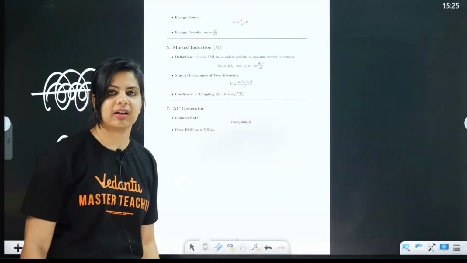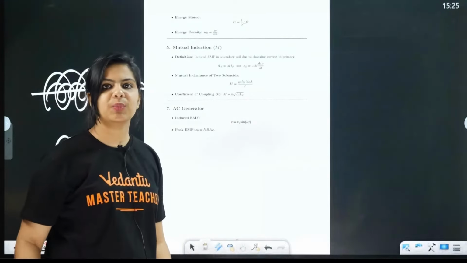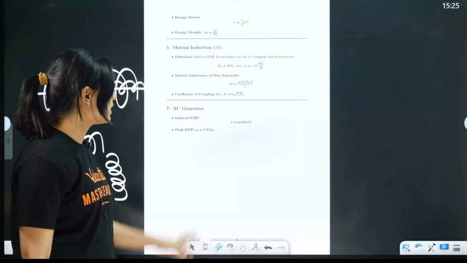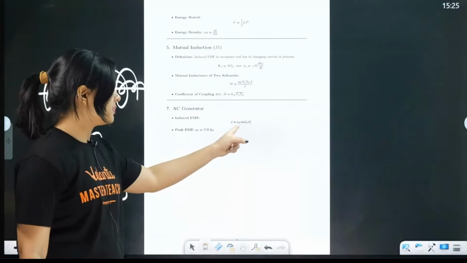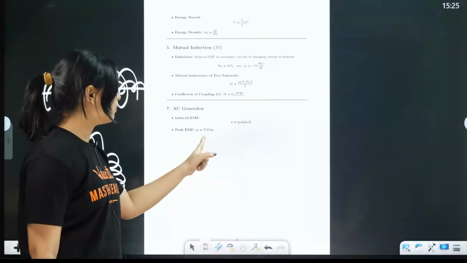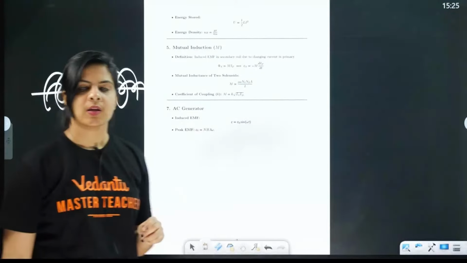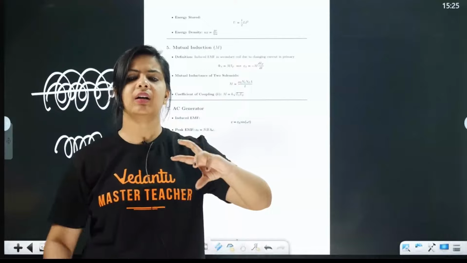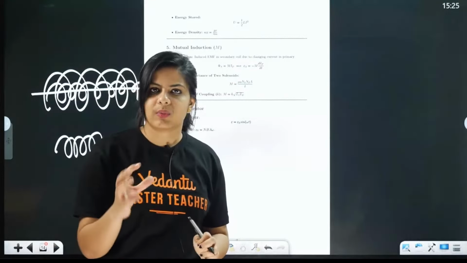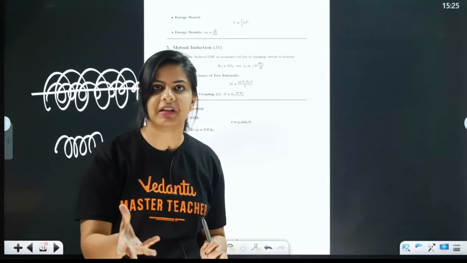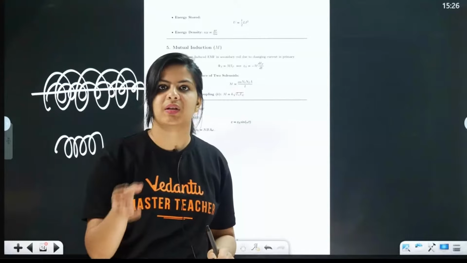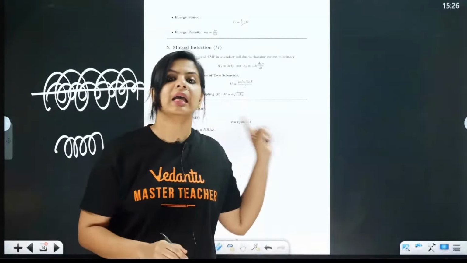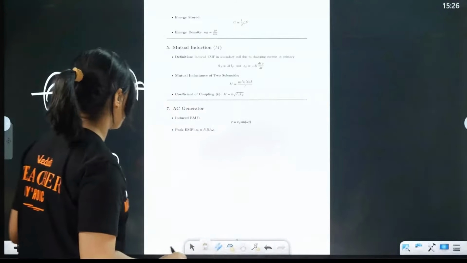Next is the AC generator. The principle of the AC generator is electromagnetic induction. In the AC generator, induced EMF will be produced as epsilon naught sin omega t, and the peak EMF is NBA omega. In the AC generator we know that there will be a rectangular coil, which will experience a torque, and there will be field lines also. Flux change will happen, so electromagnetic induction is the principle of the AC generator.